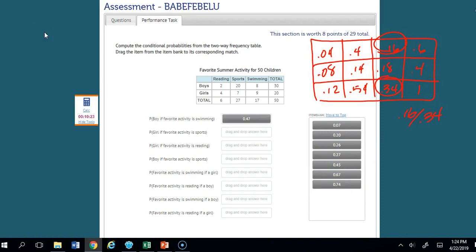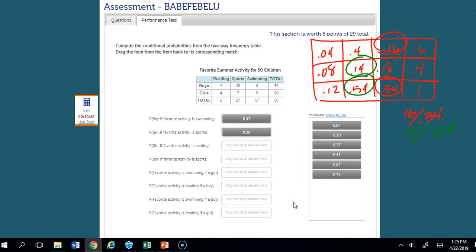So this time it says probability of girl if favorite activity is a sport. So these are our sports totals, and these are our girls. So again, we're going to do 0.14 divided by 0.54, and that one is 0.26. So we're going to take that one and put it over here. So we're going to go down through this process through all of them.